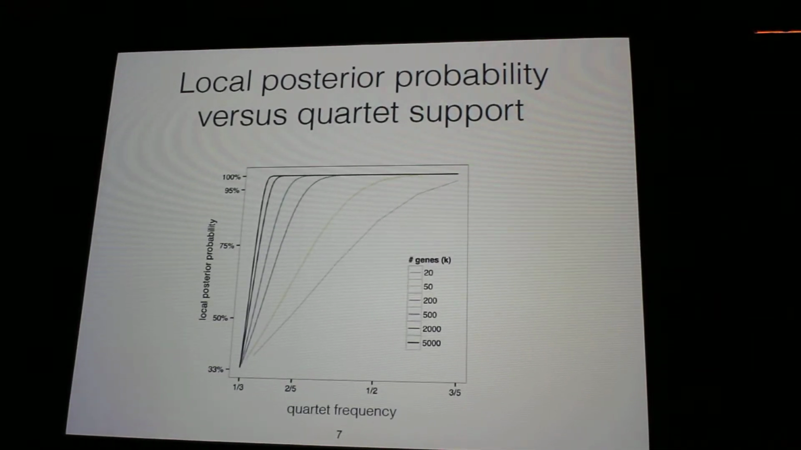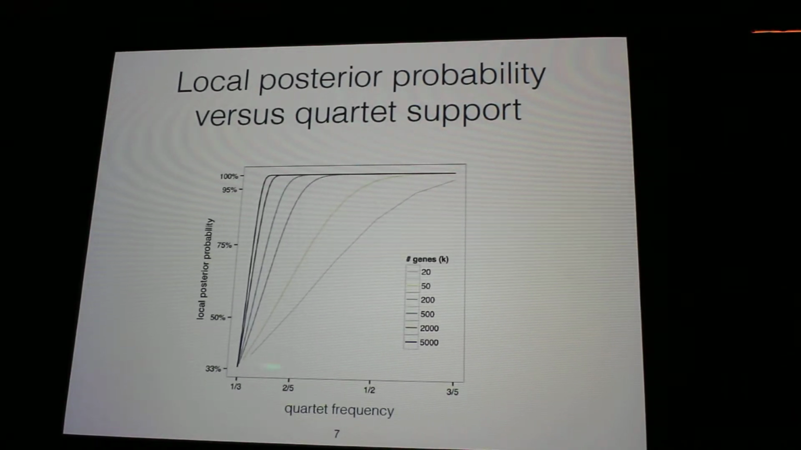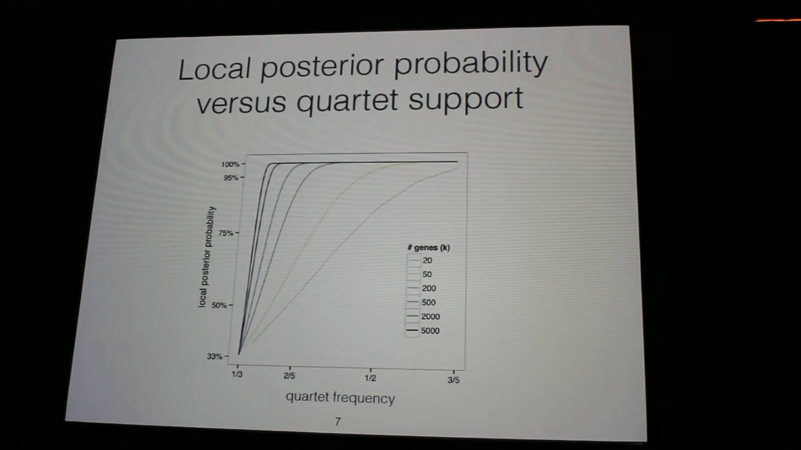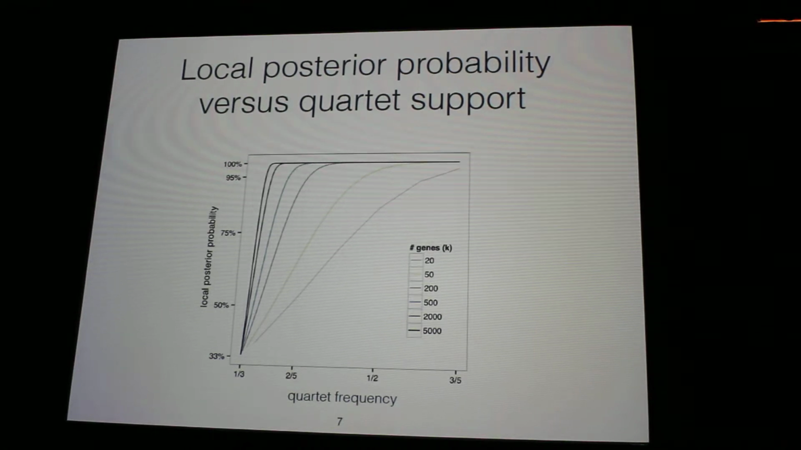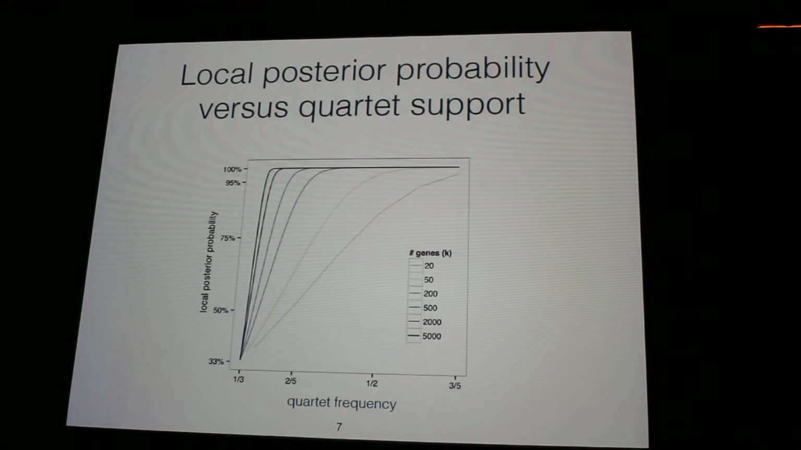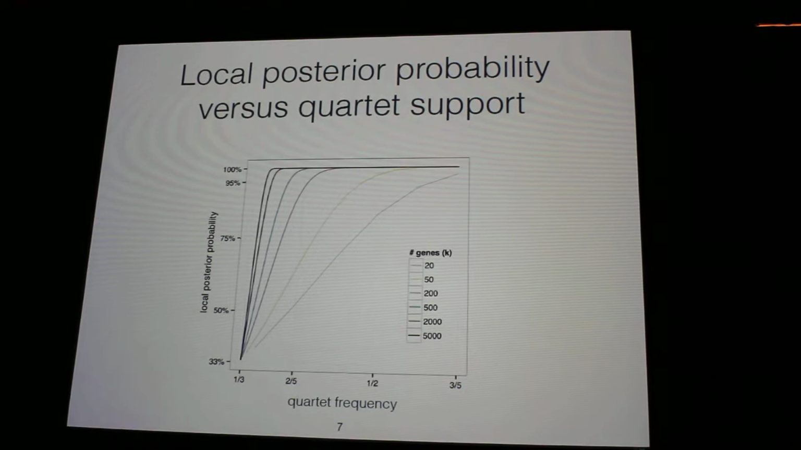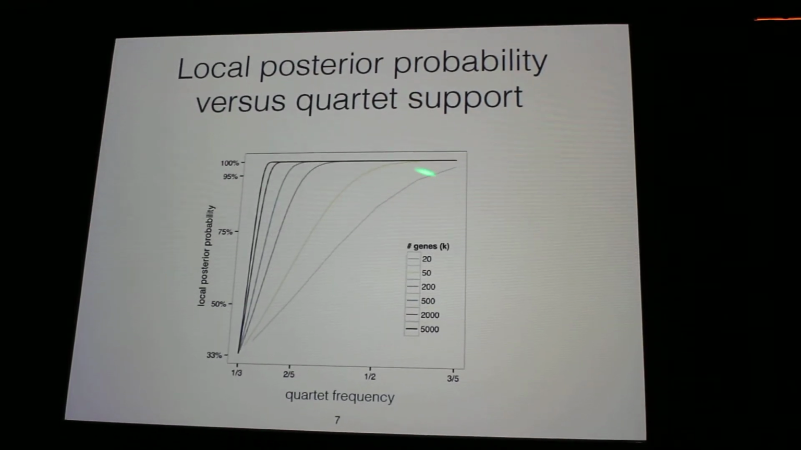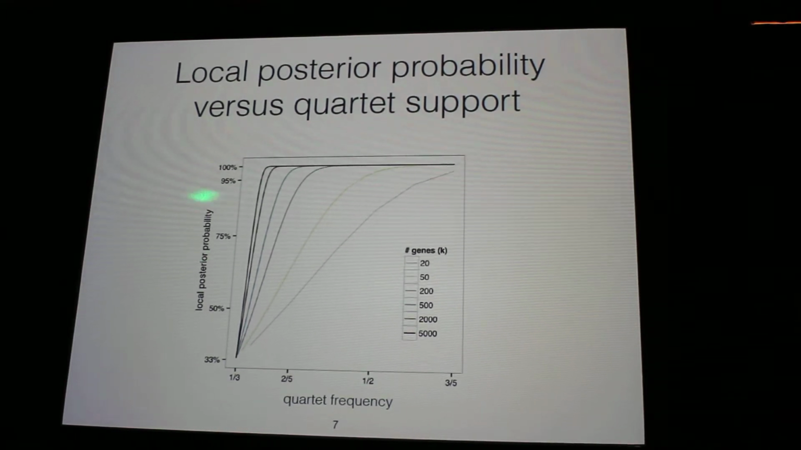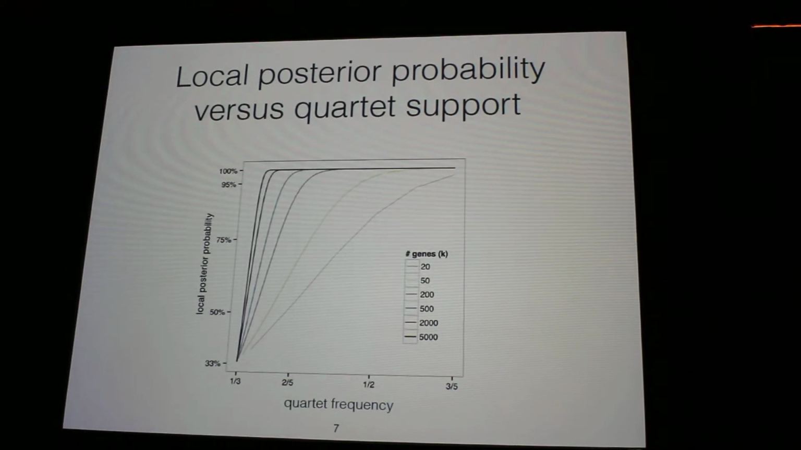How does it look? If you have your quartet frequency on the x-axis, the posterior probability that you compute will look something like this, where as you go away from 1/3 for your branch, your posterior probability goes up, as you would like it to. But also, how fast it goes up depends on how many genes you have, right? So for 20 genes, it goes up a little bit slower, but if you have 500 to 1,000 genes, 2,000 genes, it goes up really fast. So you can distinguish very short branches easily as well.